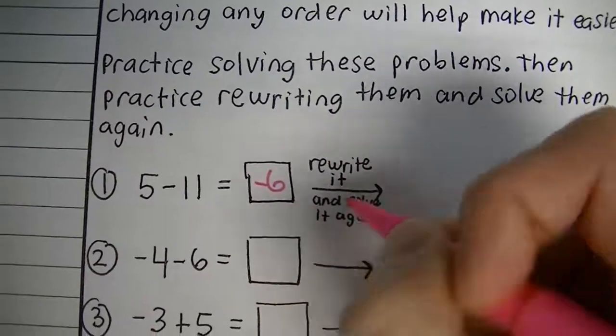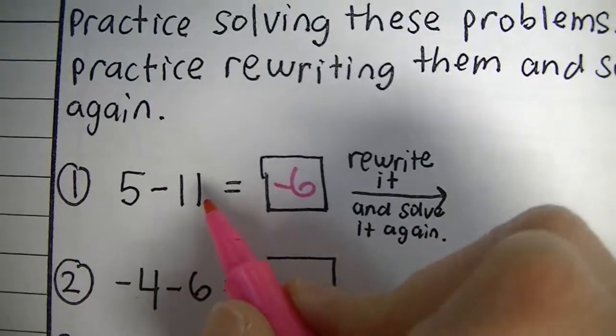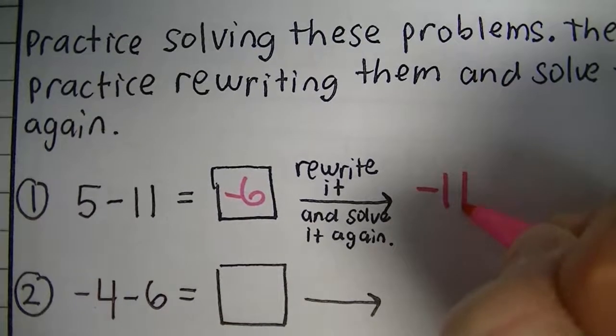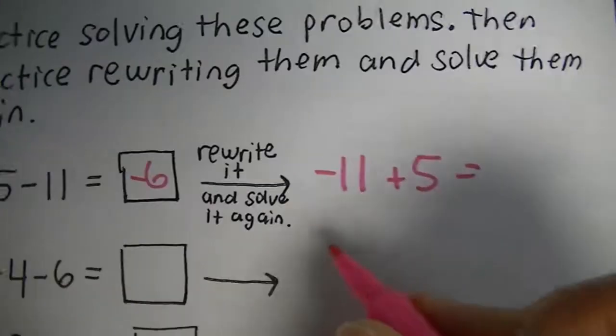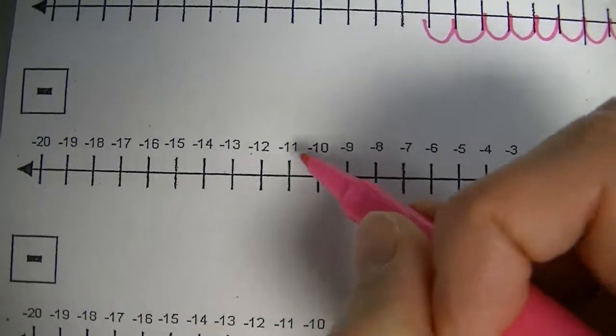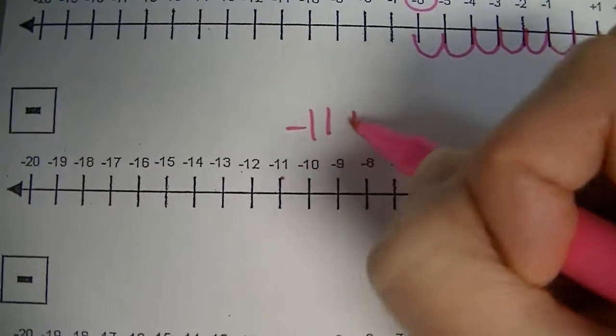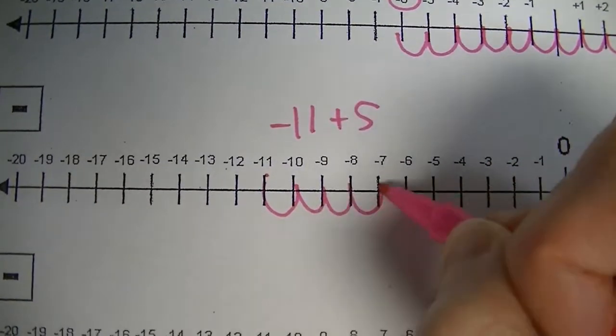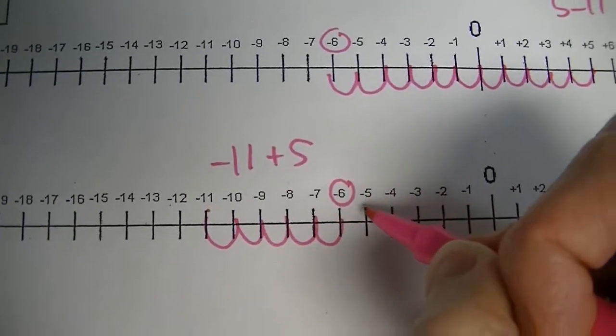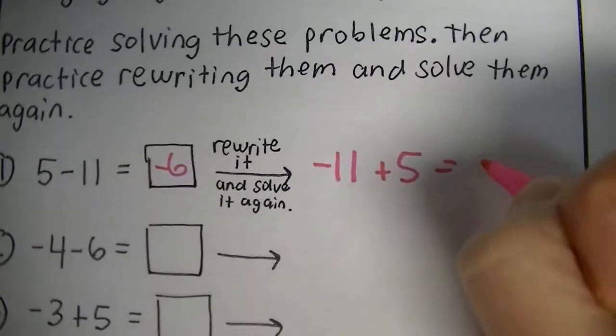Now we're going to rewrite it and solve it again. So right here we see a minus right in front of that 11, so we're going to keep it like that. And then this is a positive 5 right there. And let's go ahead and solve this. It's negative 11 plus 5 this time. So we're going to start at negative 11, and we got to go to the right 5. So 1, 2, 3, 4, 5, and you'll see we will still get negative 6 as our solution.